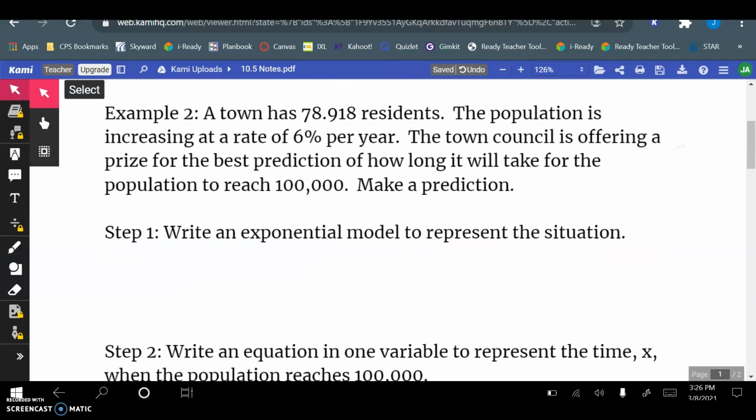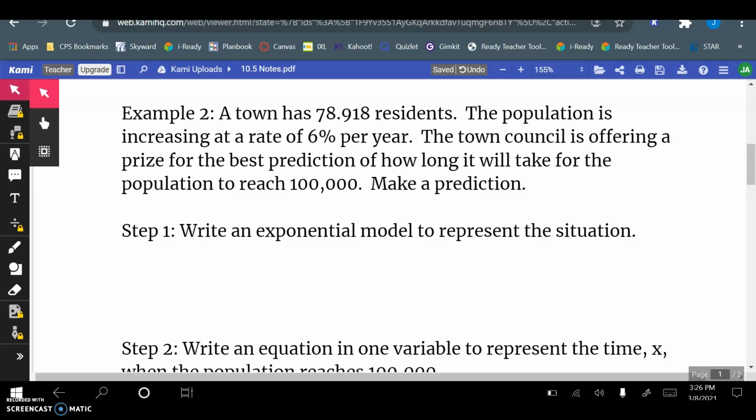Now, example 2, we're going to use a graphing calculator for. And it says a town has 78,918 residents. The population is increasing at a rate of 6% per year. The town council is offering a prize for the best prediction of how long it will take for the population to reach 100,000. Make a prediction.